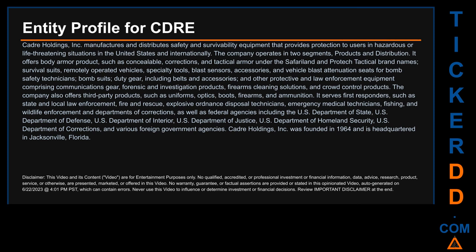It offers body armor product, such as concealable, corrections, and tactical armor under the Safariland and Protect tactical brand names, survival suits, remotely operated vehicles, specialty tools, blast sensors, accessories, and vehicle blast attenuation seats for bomb safety technicians, bomb suits, duty gear, including belts and accessories, and other protective and law enforcement equipment comprising communications gear, forensic and investigation products, firearms cleaning solutions, and crowd control products. The company also offers third-party products, such as uniforms, optics, boots, firearms, and ammunition.